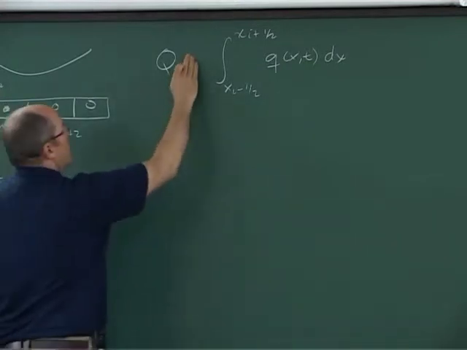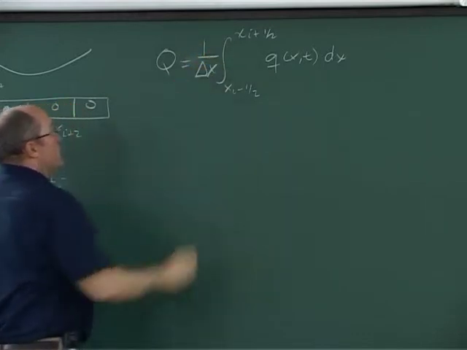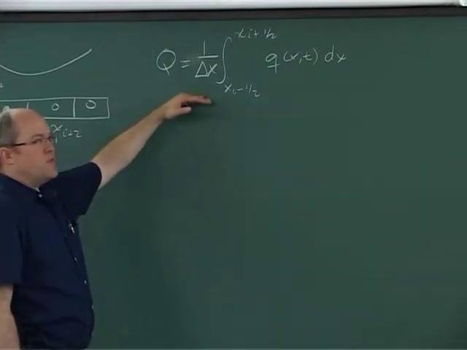I'm going to divide by the length of the cell. I'm going to assume for simplicity that the cells are uniformly sized. They're the same everywhere. It doesn't have to be, it just complicates your life if you change it. Okay, so now I have an average value.